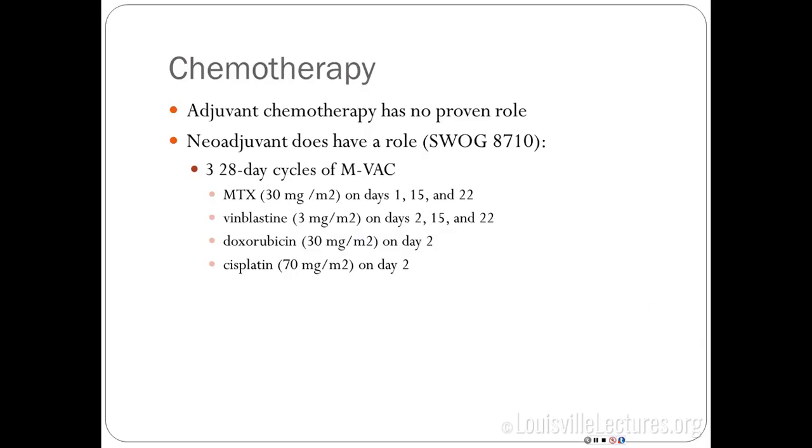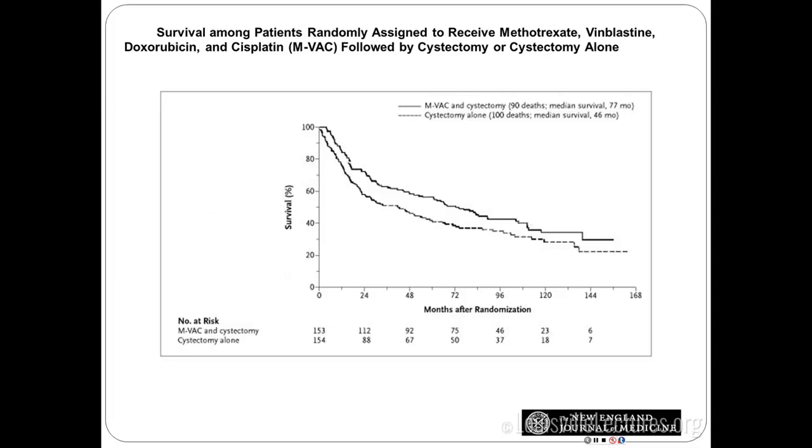We talked about the neoadjuvant chemotherapy and adjuvant. Most of them are a regimen called MVAC, which is, you can see here, methotrexate, vinblastine, adriamycin, and cisplatin. So drugs with a lot of toxicities, and you have to be mindful of that. But here's what we were talking about. When you did MVAC and cystectomy neoadjuvantly versus cystectomy alone, you can see the big gap in there.